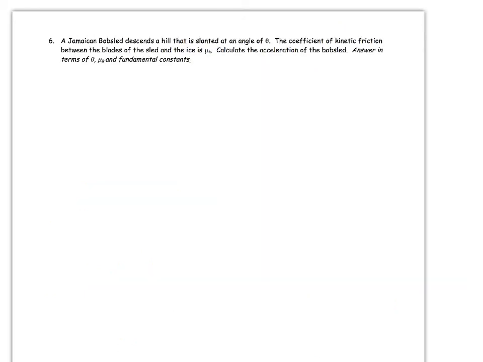Moving on to the next problem, we have a Jamaican bobsled going down a hill that's slanted at an angle of theta. The coefficient of friction between the blades and the sled is mu k, and we want to calculate the acceleration of the bobsled in terms of theta, mu k, and fundamental constants. So first thing I'm going to do, as always, is draw my free body diagram. We're now dealing with an incline, so I'm going to draw my forces on an incline.